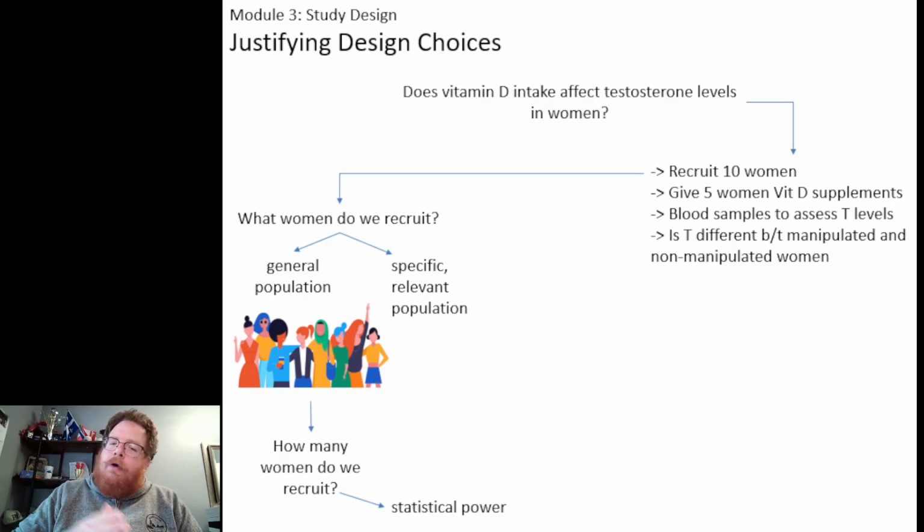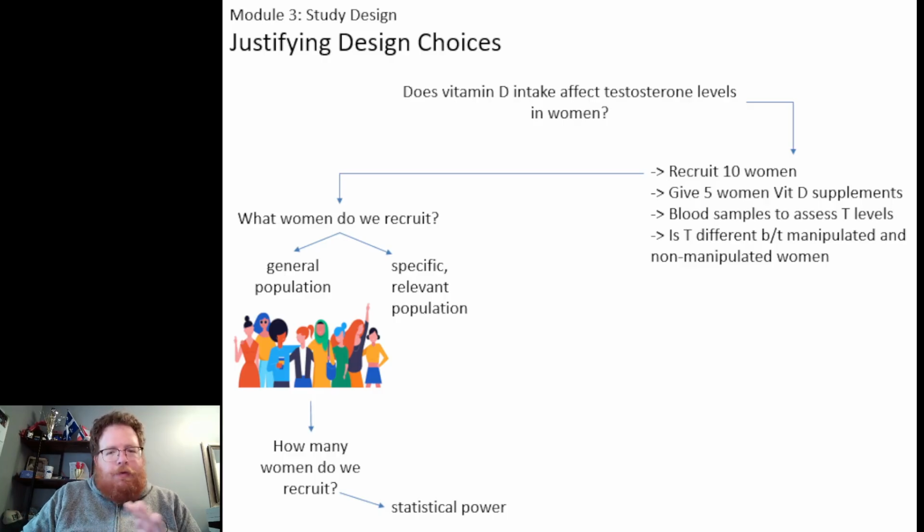So the number of women that I would have to recruit to have adequate statistical power depends largely on how big I think the effect of vitamin D on testosterone is going to be. And again, that might be hard to do. I might look at studies in men and say, well, studies done in men showed a big effect of vitamin D on testosterone, and typically only used about 5 or 10 men. So I can follow suit and use about 5 or 10 women here instead.